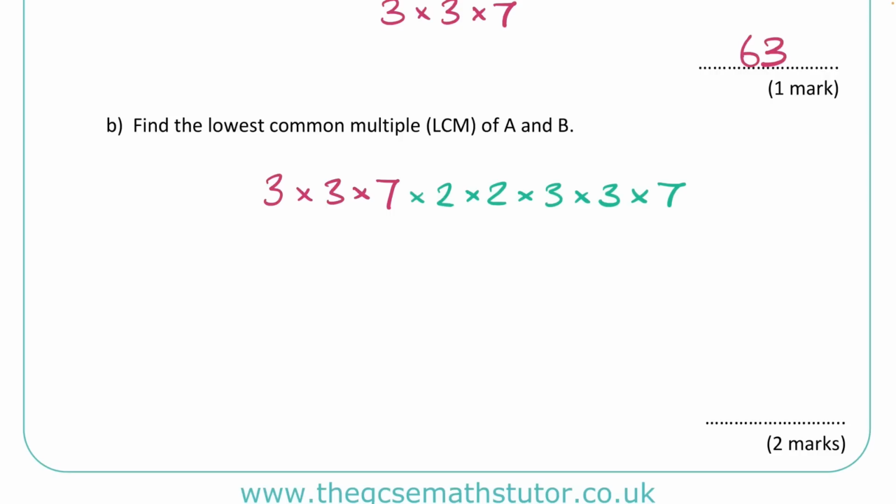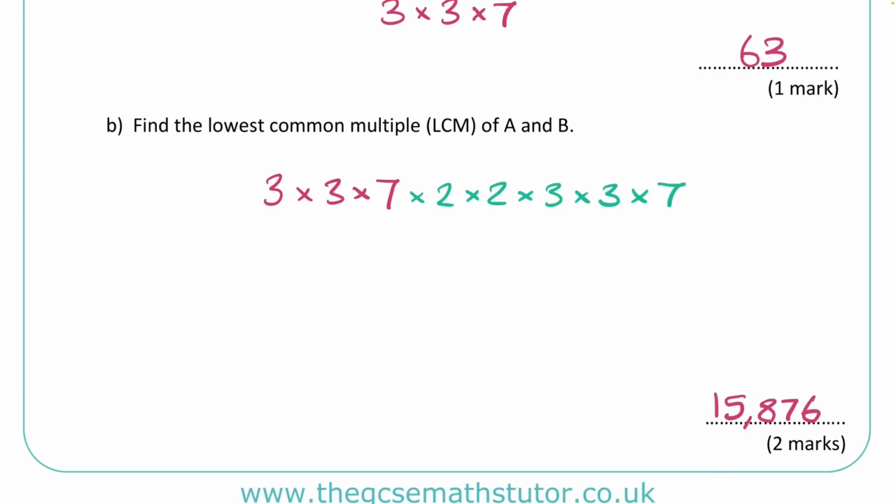So let's times these all together. 3 times 3 times 7 times 2 times 2 times 3 times 3 times 7, and that comes out as 15,876. So definitely not one that we'd want to sit writing down the multiples of those numbers.